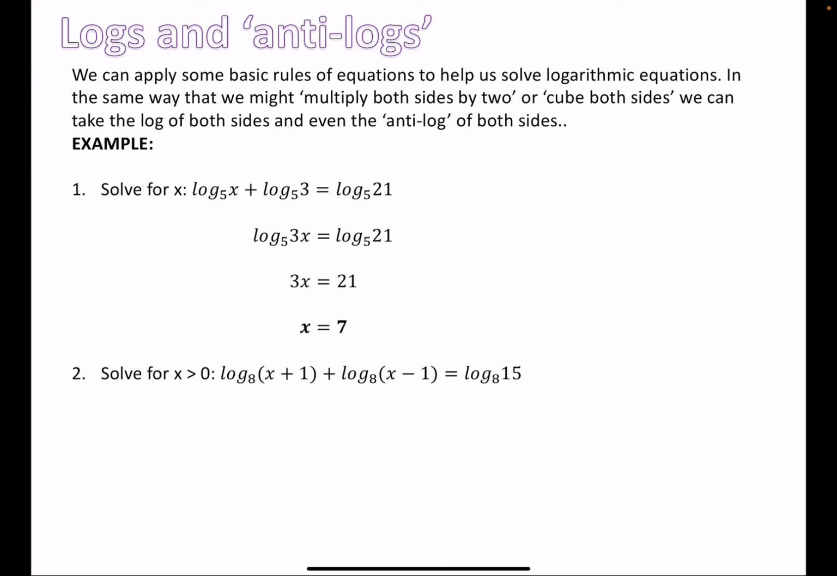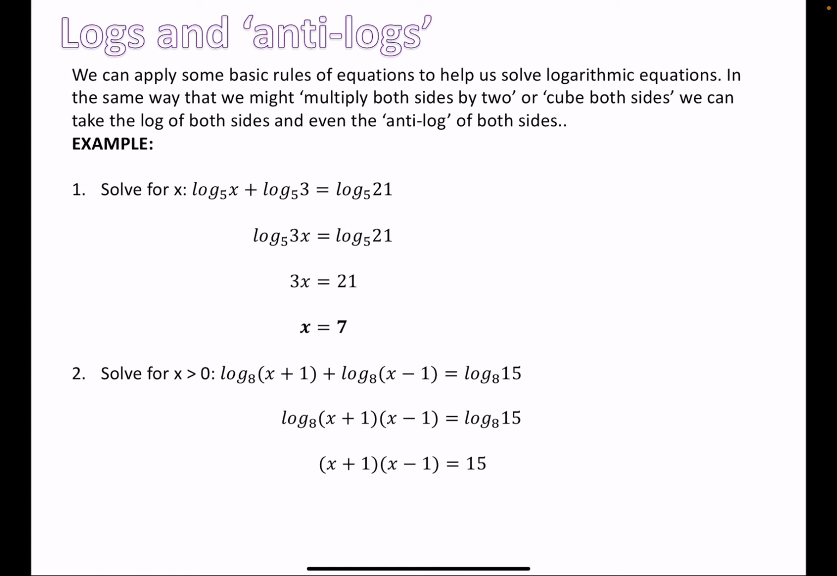Similarly, with the second example, if we've got log base 8 of x plus 1 plus log base 8 of x minus 1 equals log base 8 of 15, we can simplify the left-hand side first by using the rules and multiplying these two together. Then, as they're the same base, and that's important, we can just take the anti-log of both sides. You don't need to write anything for that. You just literally need to write that x plus 1 times x minus 1 must equal 15.